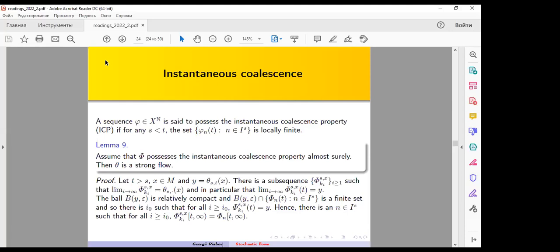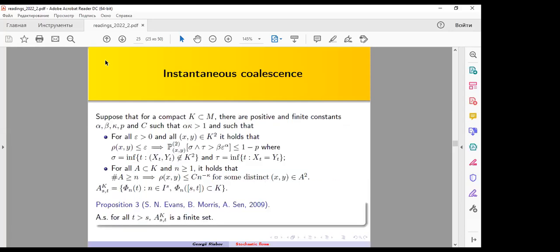So let's look for some sufficient conditions for the instantaneous coalescence property. These two conditions were proposed by Evans, Morris, and Sen, in a slightly different way, because they considered only compact spaces. Now assume that for some compact K we have a number of finite constants such that alpha kappa is bigger than 1, and we have the following two properties.